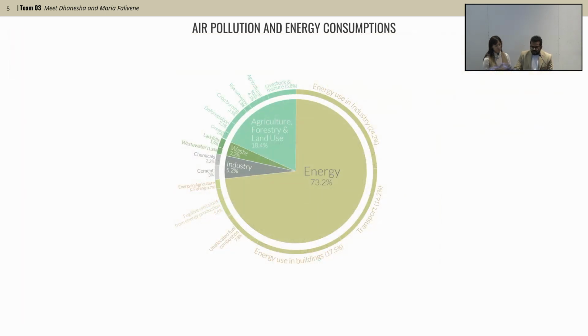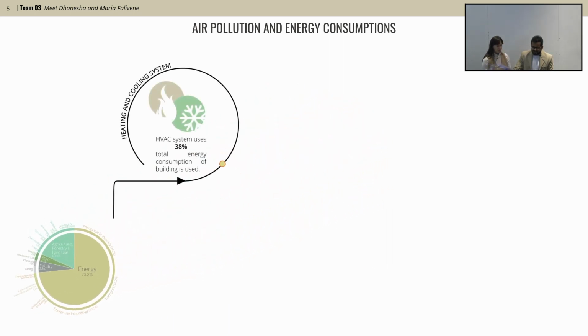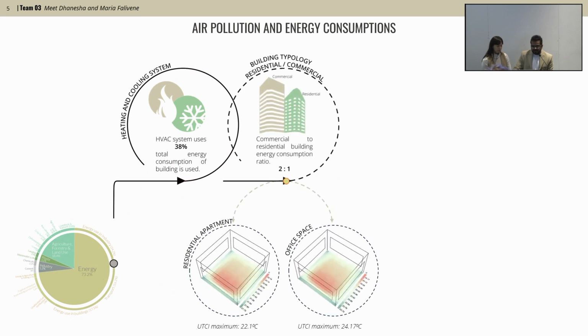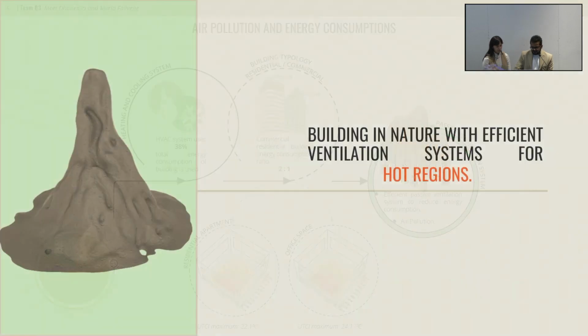To understand the cause of air pollution, greenhouse gas emissions from various sectors were examined, of which energy production emits the maximum, and the maximum is used for HVAC systems. Commercial spaces' energy usage and universal thermal climate index are relatively higher than the residential ones. So for the project's investigation, commercial spaces were considered to develop a passive ventilation system.